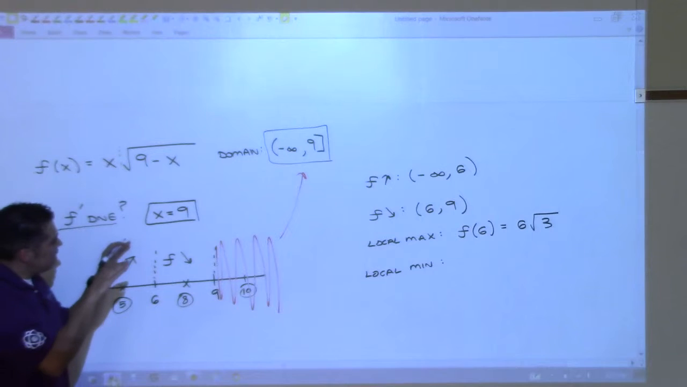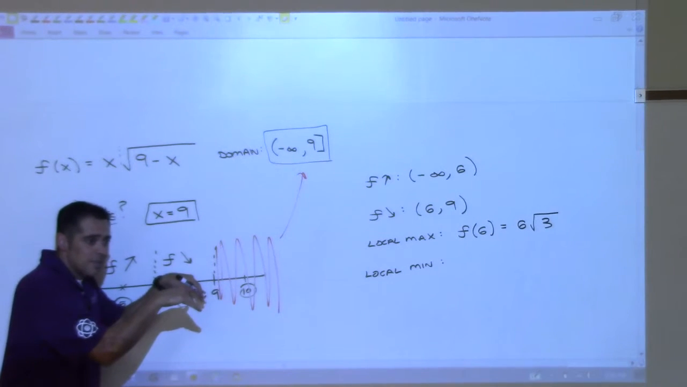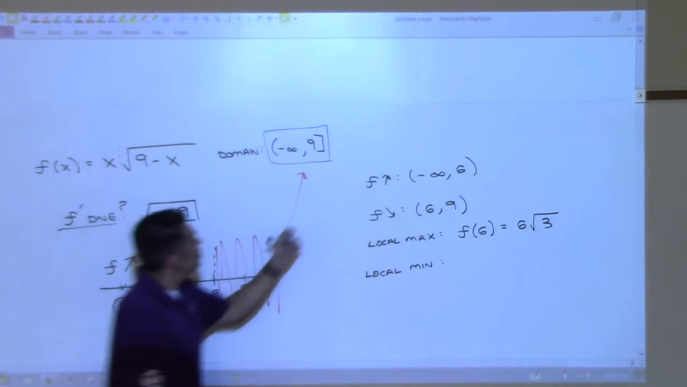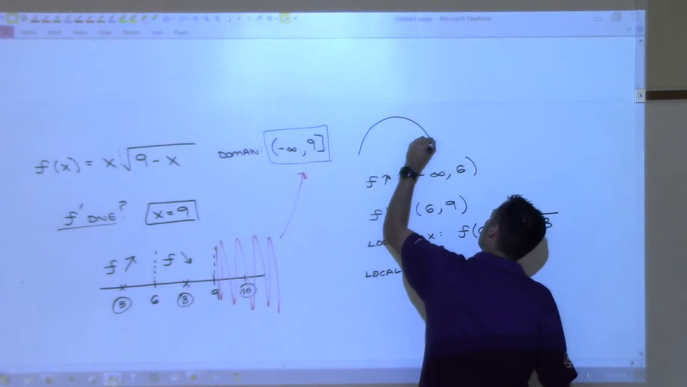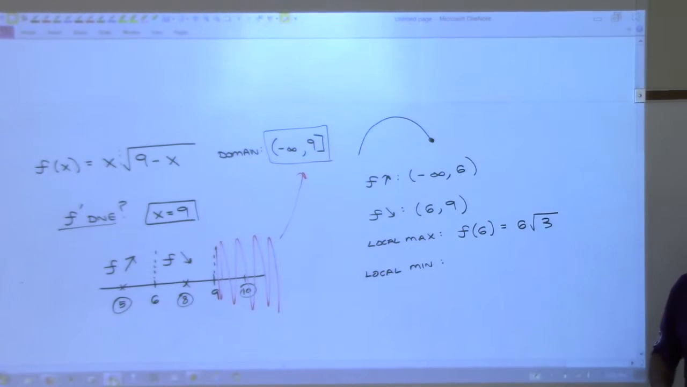It goes up like this, comes over, there's our local max, then it comes down, and all of a sudden my graph stops, right? So that point should look something like this. Boom. The question is, is that a local minimum? Is it the lowest point near, in the little neighborhood near it?